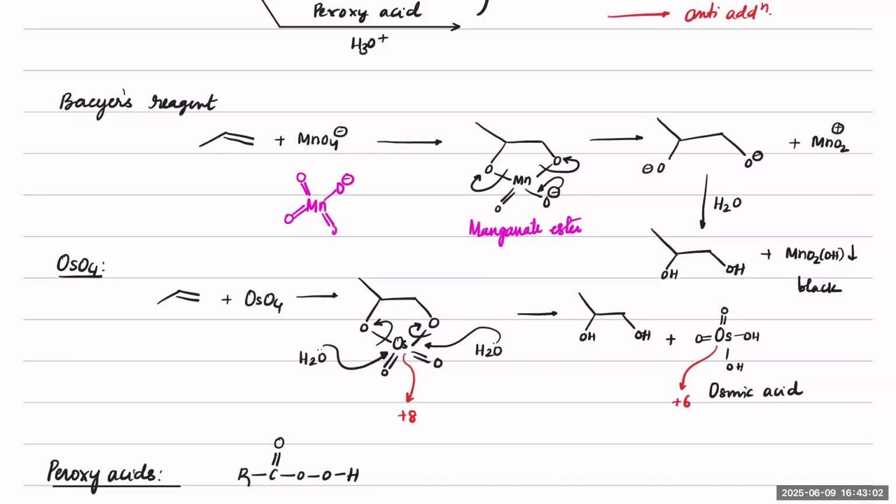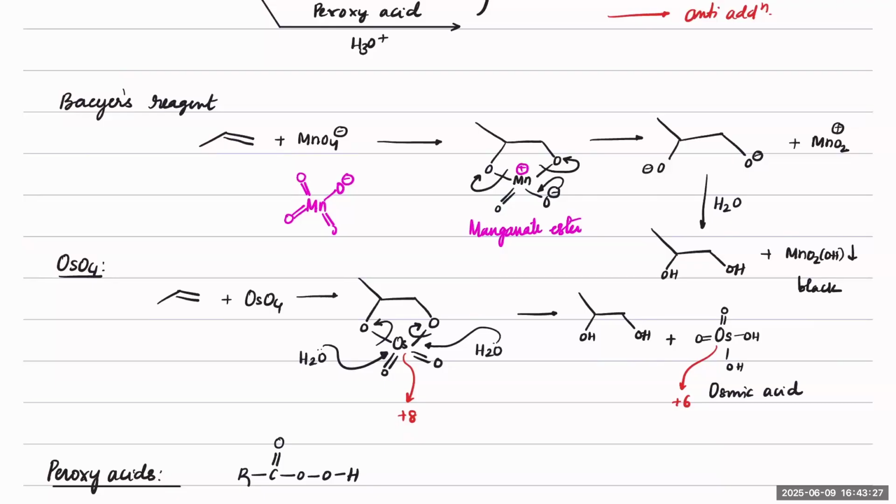Now, how many bonds does it have? It has 1, 2, 3, 4, 5 bonds only, right? Here we have a double bond. Sorry, after pushing it here, again you will get one double bond here. So 2 and 2, 4. Okay, 4, 5, 6. So in total we have 6 bonds now. That means it has a positive charge on it.